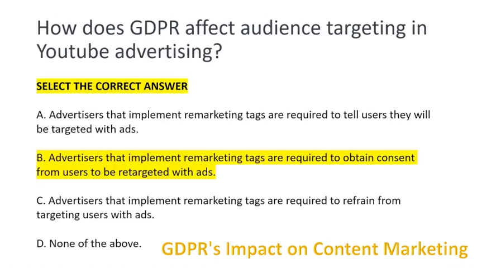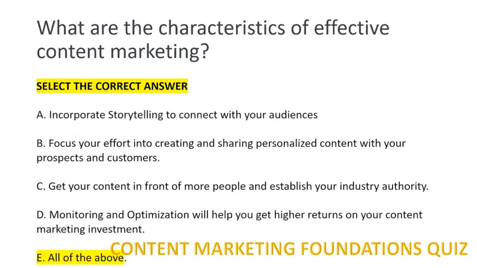How does GDPR affect audience targeting and YouTube advertising? The advertisers that implement remarketing tags are required to obtain consent from users to be retargeted with ads. What are the characteristics of effective content marketing? All of the above. A.